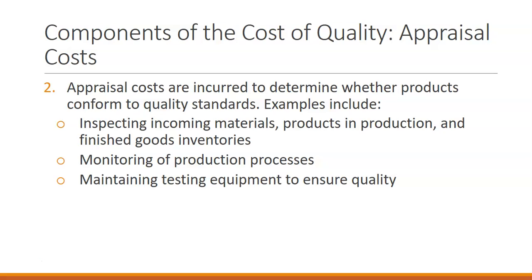The second type of costs are appraisal costs. These costs are incurred to determine whether our products conform to quality standards. So this inspection is an appraisal cost. We inspect materials as they come in, we inspect our products that are currently in production, and we inspect finished goods inventory before they go out the door. We monitor our production processes, and we make sure that our equipment is always maintained so that we ensure quality and we reduce the number of downtimes from machine breakages.